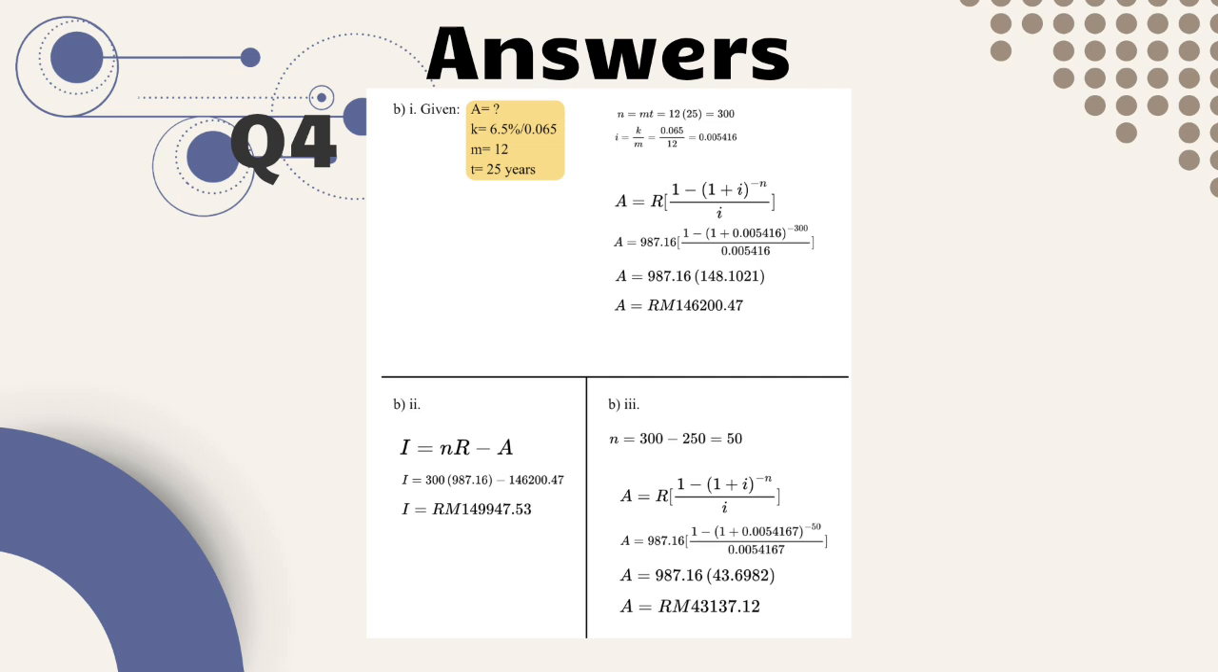In this question also, we use A equal to R bracket 1 minus bracket 1 plus I, the power of negative n, divided by I. After we put all of the amount in the formula, we can get A equal to 987.16 bracket 1 minus bracket 1 plus 0.0054167 bracket, the power of negative 50, divided by 0.0054167. After we do all of the calculation, we can get the value of A. A equal to 43,137 ringgit 12 cents.